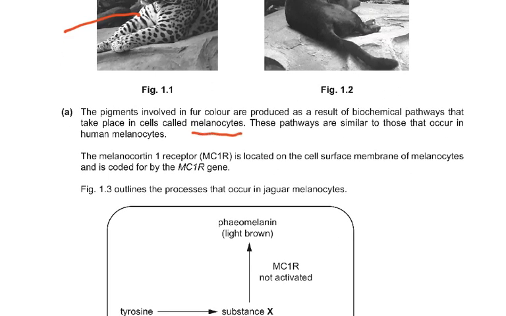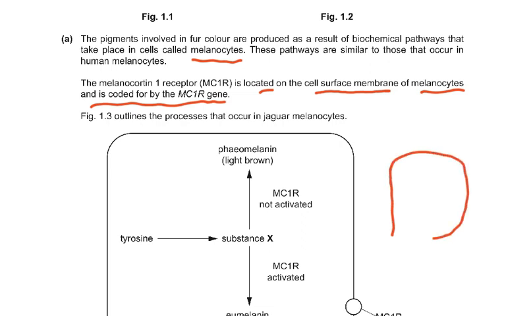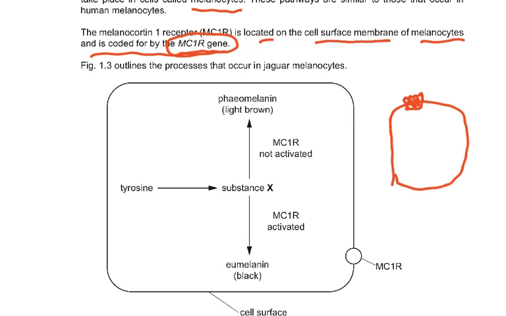These pathways are similar to those that occur in human melanocytes. The melanocortin 1 receptor, MC1R, is located on the cell membrane of melanocytes and is coded by the MC1R gene. So this would be the melanocyte. MC1R is located on the cell surface membrane of melanocytes, so this is a protein receptor, coded by a gene for MC1R. Figure 1.3 outlines the process that occurs in jaguar melanocytes. So they're giving you this.